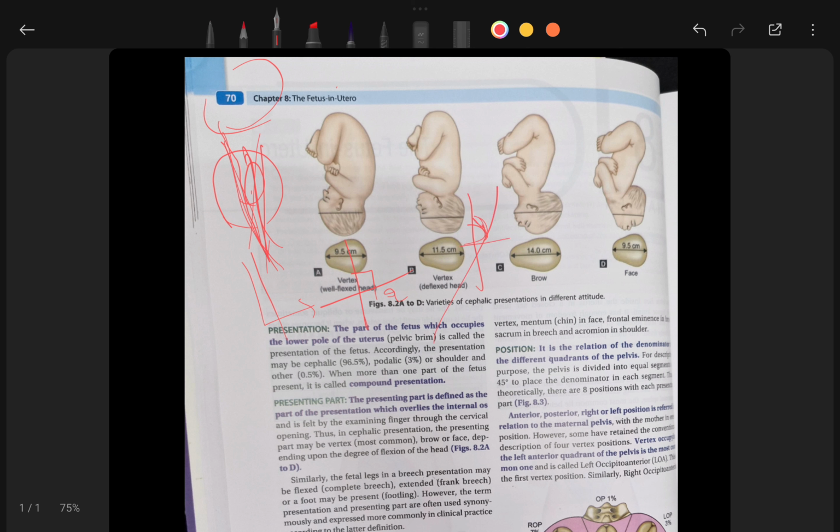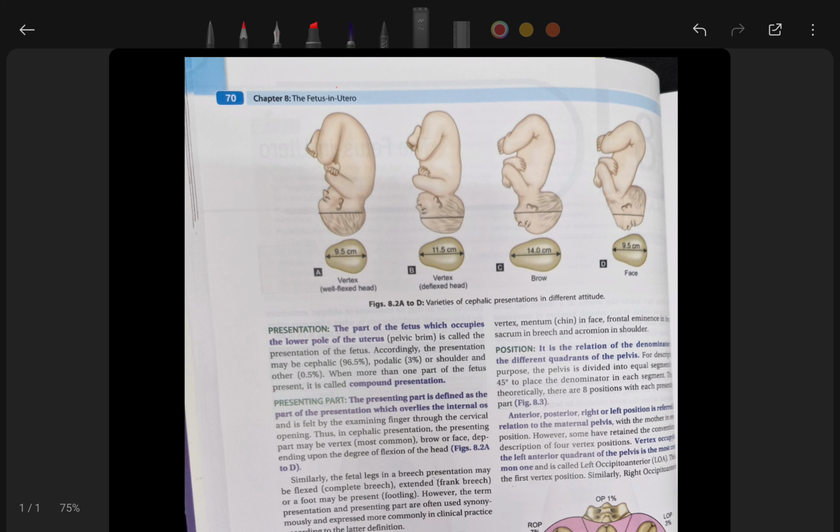These are the lie, and then the presenting part and presentation: cephalic presentation, breech presentation. This is at the internal os. This I have explained. And presenting part, here the presenting part is a vertex. Here there are the brow, or here it may be the chin. These are the presenting parts. Here is a brow and this is a chin. This is a vertex, flexed vertex and deflexed vertex. This is flexed, and this is not flexed. This is a brow presenting part, and these are the various cephalic presentations with different attitudes. This I have explained in my previous video.